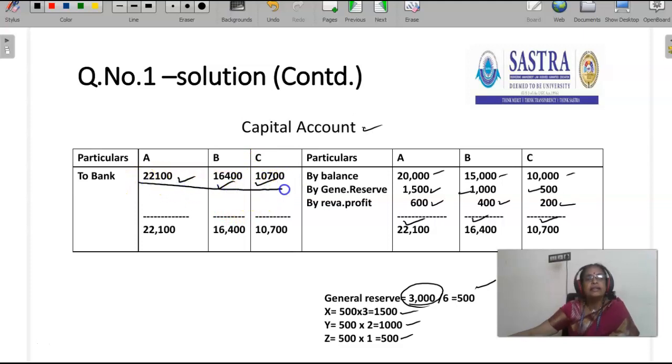10,700. This means the firm has to settle A's amount, B's settlement amount is 16,400, C's settlement amount should be 10,700. This is the amount due to them. Okay, 22,100 is due for A, 16,400 is due for B, 10,700 is due for C. In this style, we have to prepare the capital account.